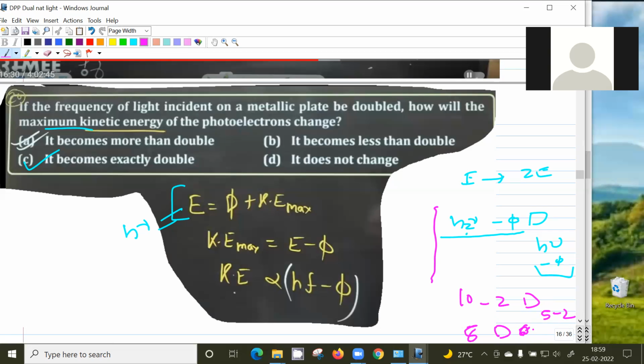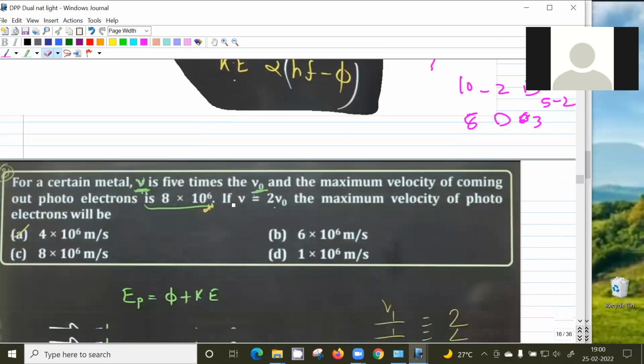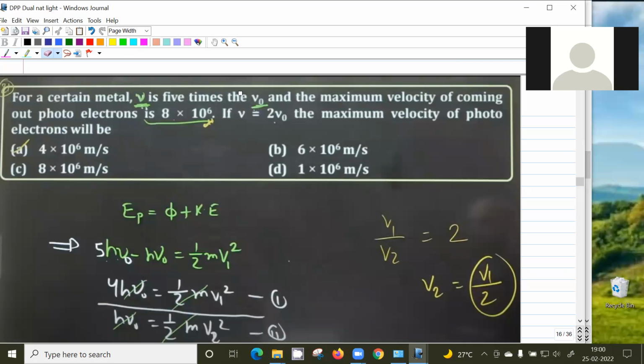So this is 3 then. It's more than... Yeah, okay, fine. I don't think this sort of question will come. Okay, for certain metal, use increase. Okay.